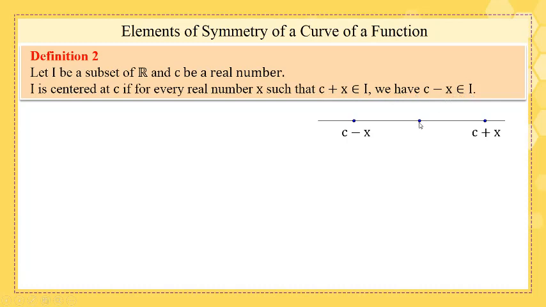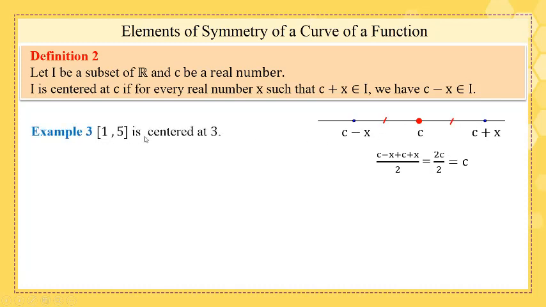Let us calculate the midpoint of this segment. That is, C minus x plus C plus x over 2 equals C. So C is the midpoint of the segment. Example. 1, 5 is centered at 3, since 1 plus 5 over 2 equals 3. Similarly for the other example. Notice that the centered interval should be either closed or open.